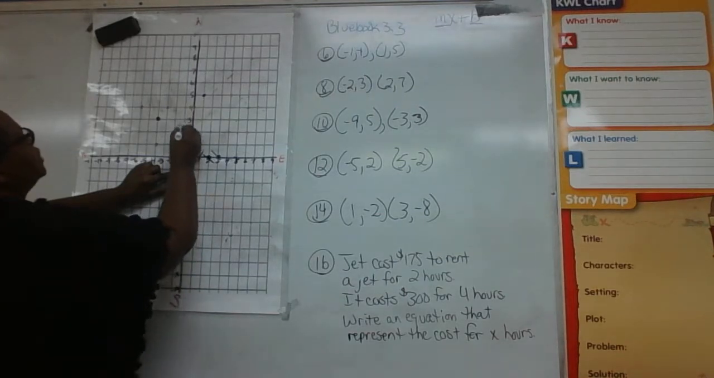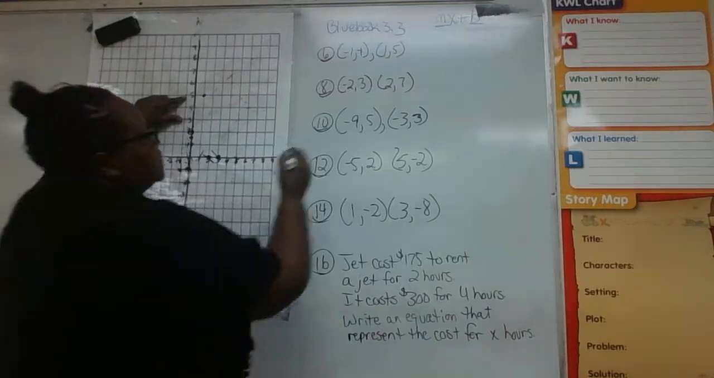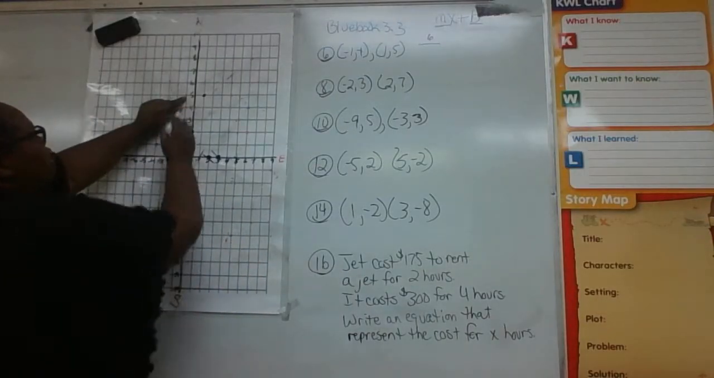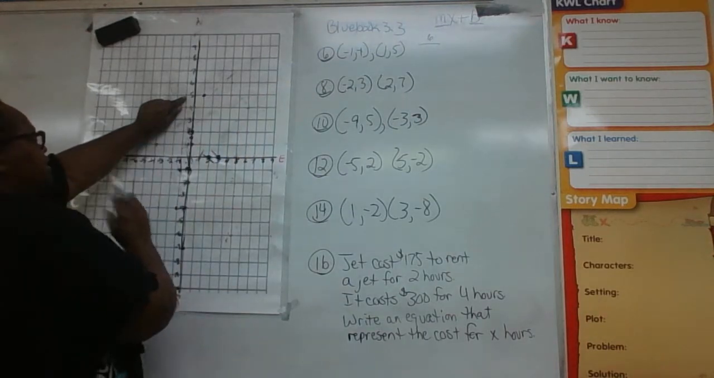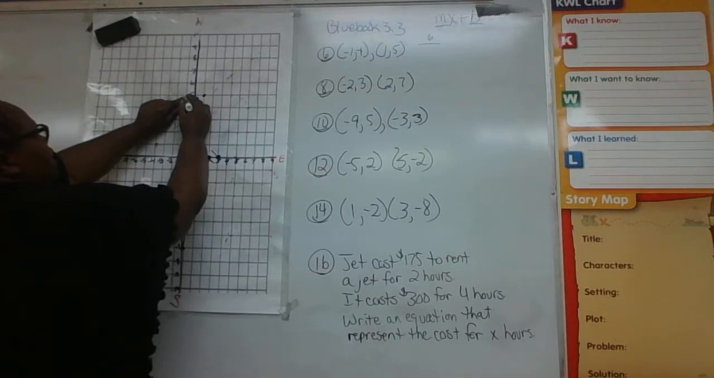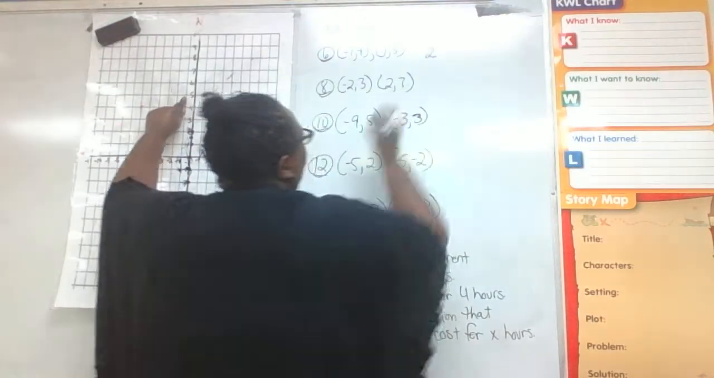Let's rise: 1, 2, 3, 4, 5, 6. So our rise is 6. Let's look at our run. We're going to the right, so that's positive. Our rise was positive, our move to the right is positive, and so we go 1, 2. That's the slope we are given.